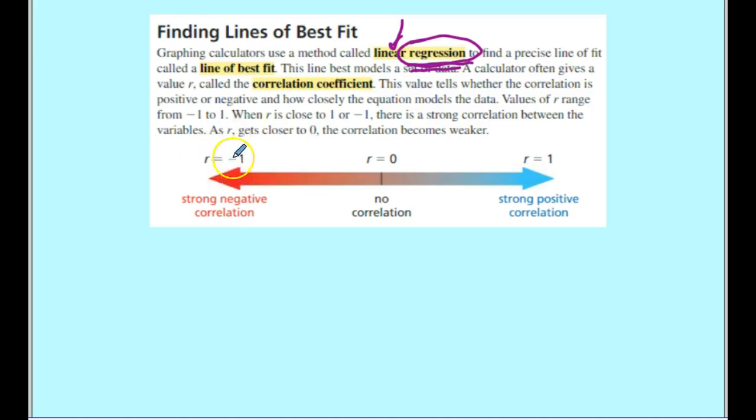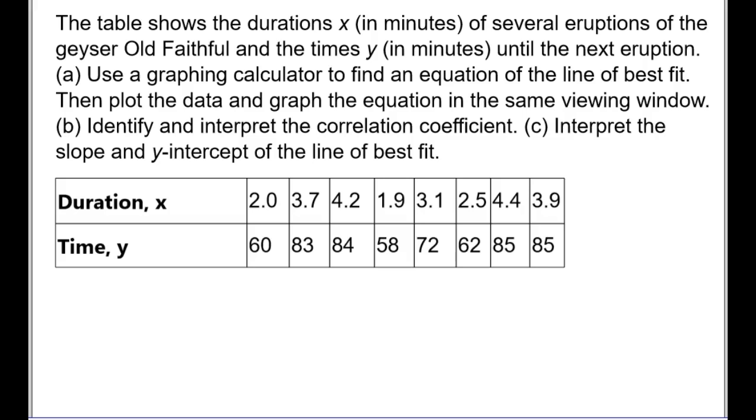Okay, so the closer to 1, the better the model is. If it's negative 1, it's a strong negative correlation. And if we're close to 0, that means there's no correlation. Our data just doesn't fit this model. Okay, so here we go.